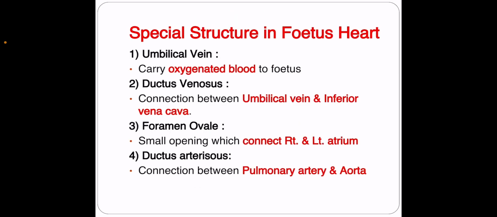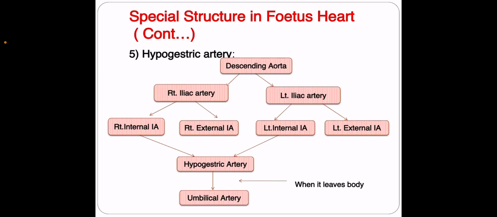Now the special structures which are present in a fetus heart are, first, the umbilical vein which carries oxygenated blood to the fetus. Second, there is the ductus venosus. As the name itself suggests, it connects the umbilical vein and the inferior vena cava. Third, there is the foramen ovale, which is a small opening that connects the right and left atrium. Fourth, there is the ductus arteriosus, which connects the pulmonary artery and aorta. Fifth and last is the hypogastric artery, which comes from the descending aorta.